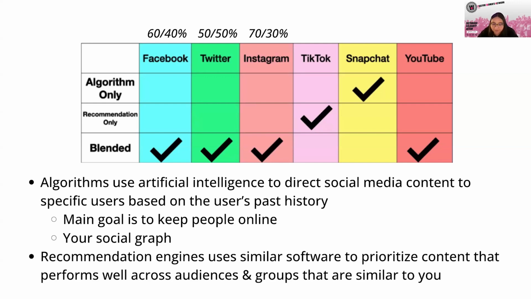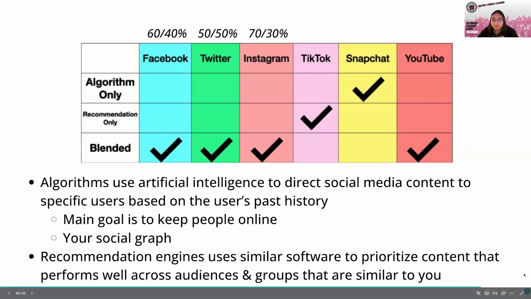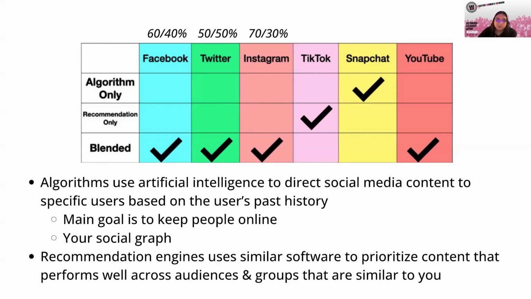And there also is a thing called recommendation engines, which use similar software that prioritizes content that performs well across audiences and groups that are similar to you. So recommendation engines don't necessarily use your specific data. It uses general information based on the entire audience or groups that are kind of similar to you.